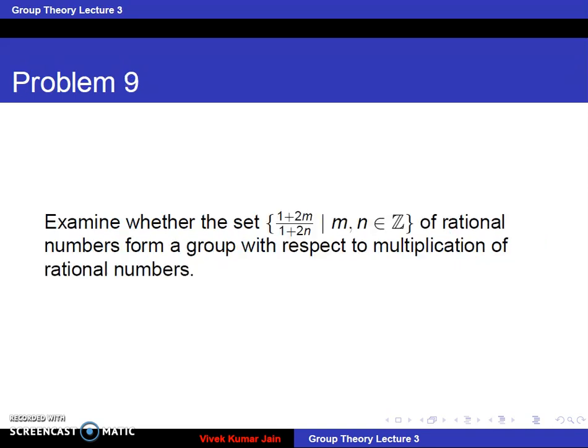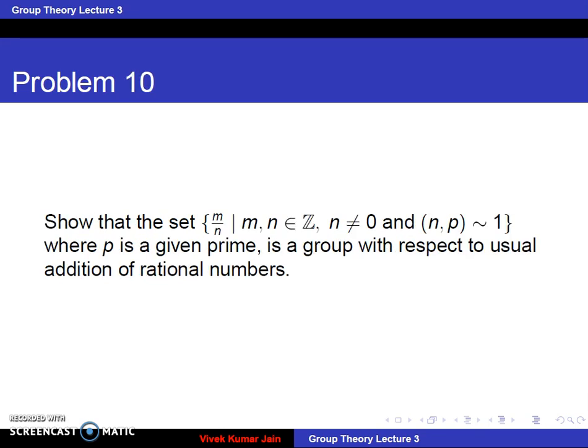Now problem number 9. Examine whether the set (1 + 2m)/(1 + 2n), such that m, n belong to Z, of rational numbers forms a group with respect to multiplication of rational numbers. Okay. Now problem number 10.